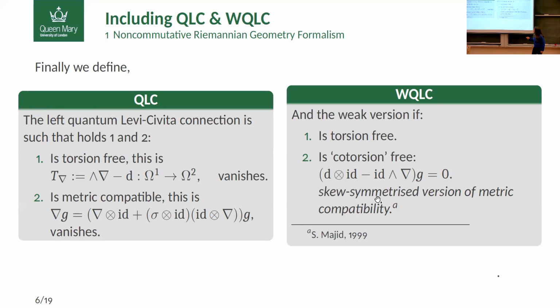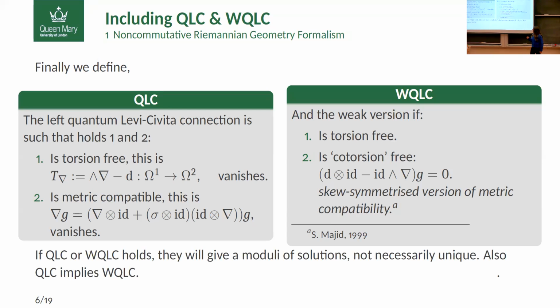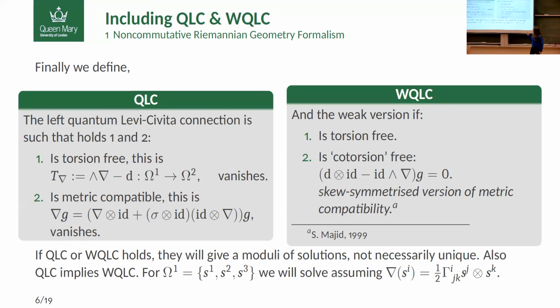The metric compatibility and the contortion expression that I have here is just a skew-symmetrized version of the metric compatibility, which was first introduced in a paper from '99. If I have the quantum Levi-Civita connection, then I am able to say that I have the weak version. The other way is not true. And the thing that I want to highlight is that this is not unique, unlike the classical case.